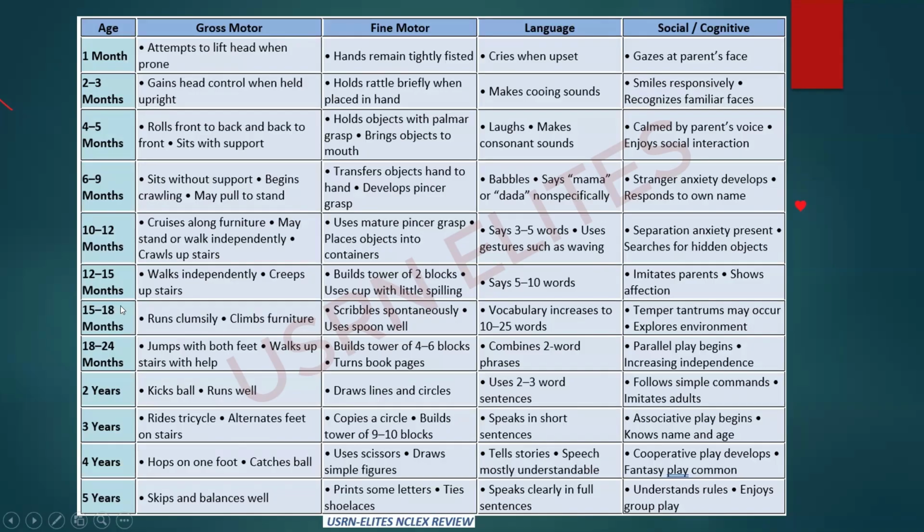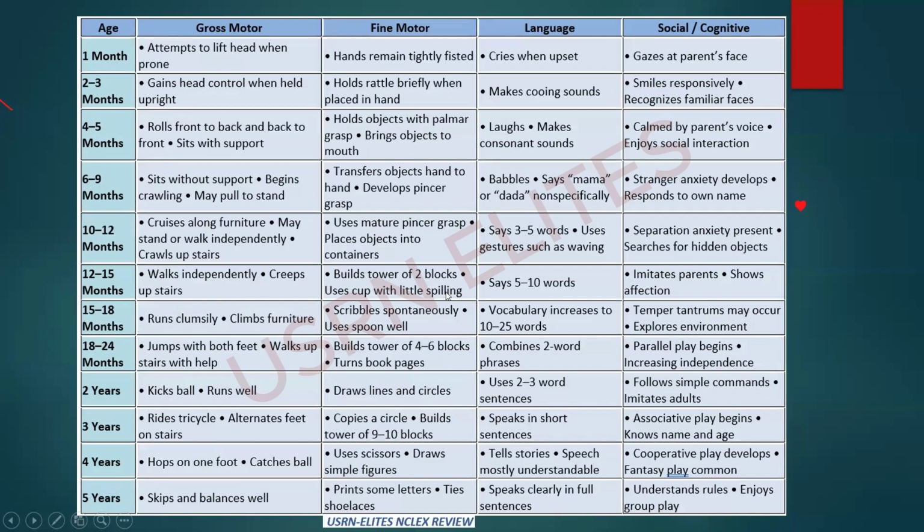Look at this one. Between 12 to 15 months, they should be able to walk independently, and they should be able to creep upstairs. Okay, they should be able to creep upstairs. All right. Then they can build a tower of 2 blocks.